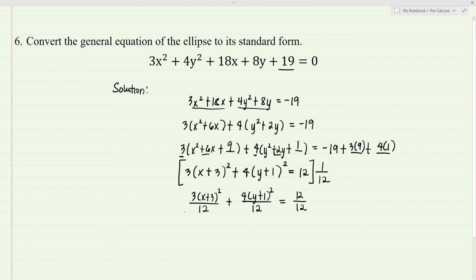3 over 12, that would be 1 over 4. The first term here would be x plus 3 squared over 4 plus 4 over 12, that would be 1 over 3. The second term here should be y plus 1 squared over 3. Then on the right side of the equation, that would be equal to 1. The final answer here is x plus 3 squared over 4 plus y plus 1 squared over 3 equals 1.